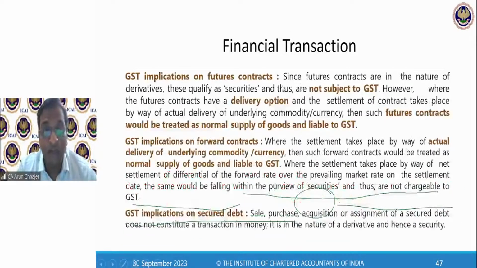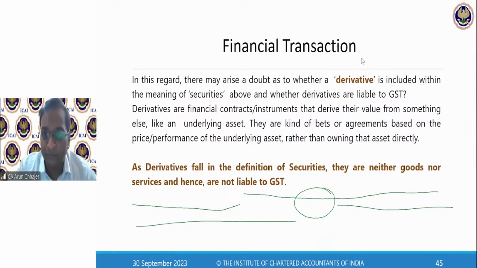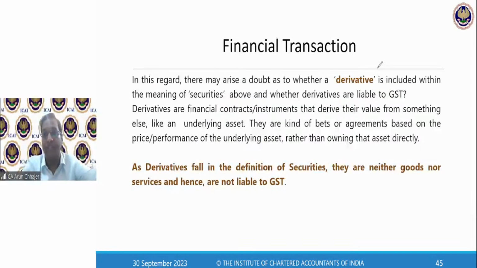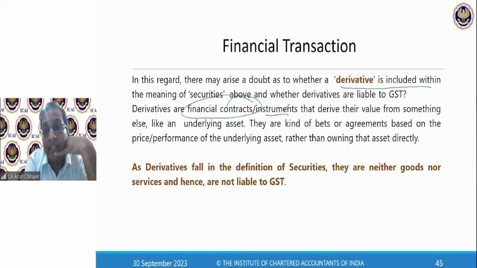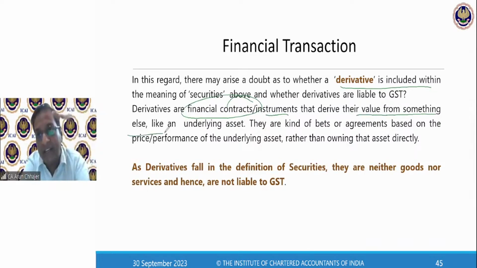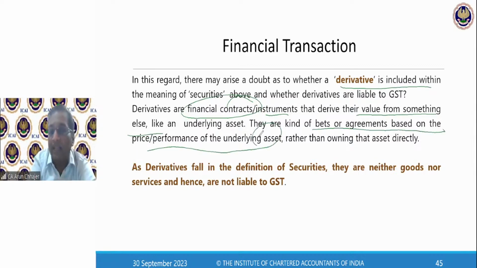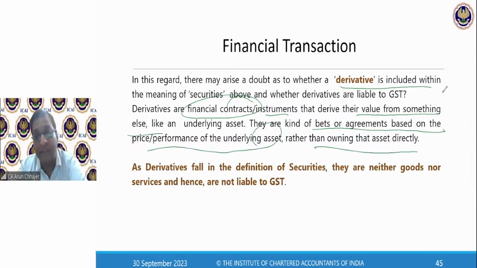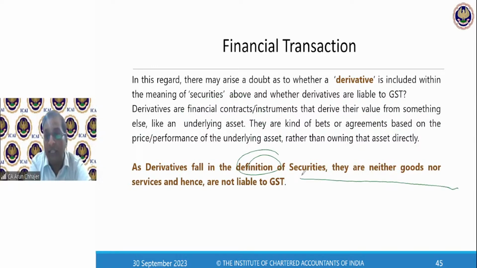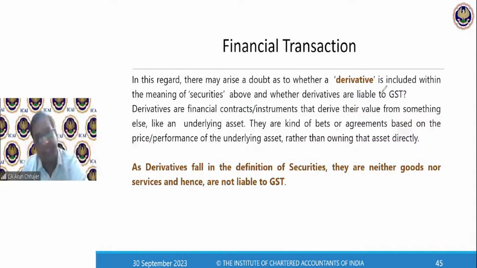Now, the third instrument which we are talking about is derivative. What about the taxability of the derivative? So again, derivatives are financial contracts or instruments that derive their value from something else. Derivative means that it derives value from the underlying asset. They are a kind of bet or agreement based on the price or performance of an underlying asset rather than owning the asset directly. So the derivative per se is not any asset. Normally, derivatives fall in the definition of security and therefore they are neither goods nor services and hence not liable to be taxed.